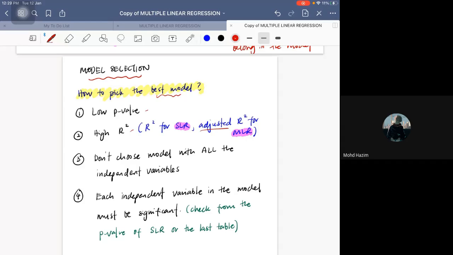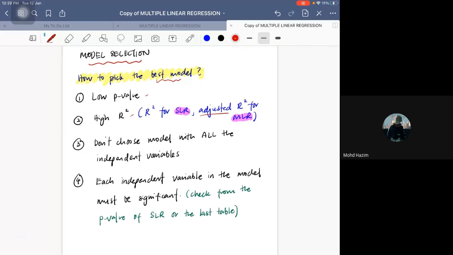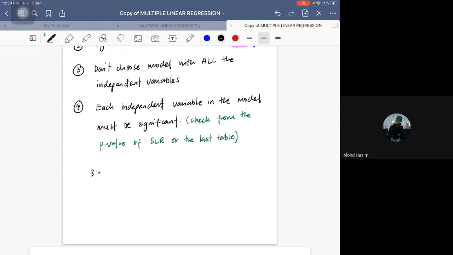And the third rule is that you cannot choose a model with all the independent variables. For example, if I have 3 independent variables, my model is going to be y equals beta naught plus beta 1 x1 plus beta 2 x2 plus beta 3 x3. So we actually don't want this model. You want to pick a smaller model.